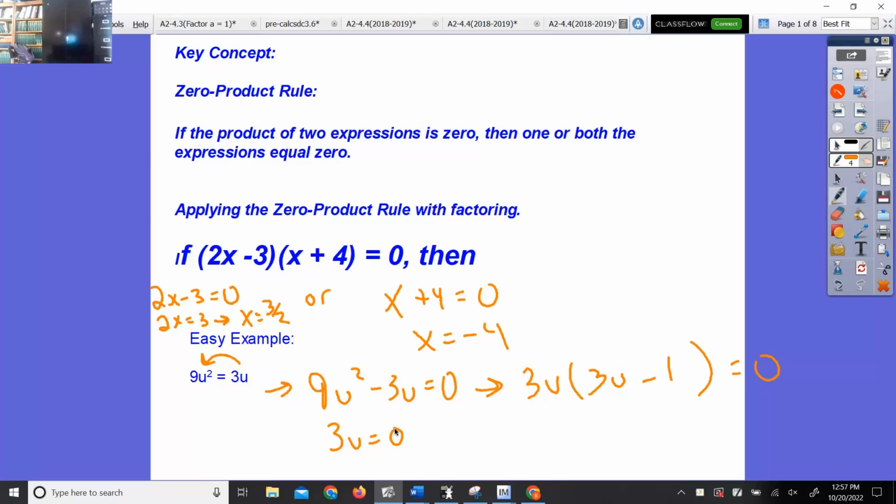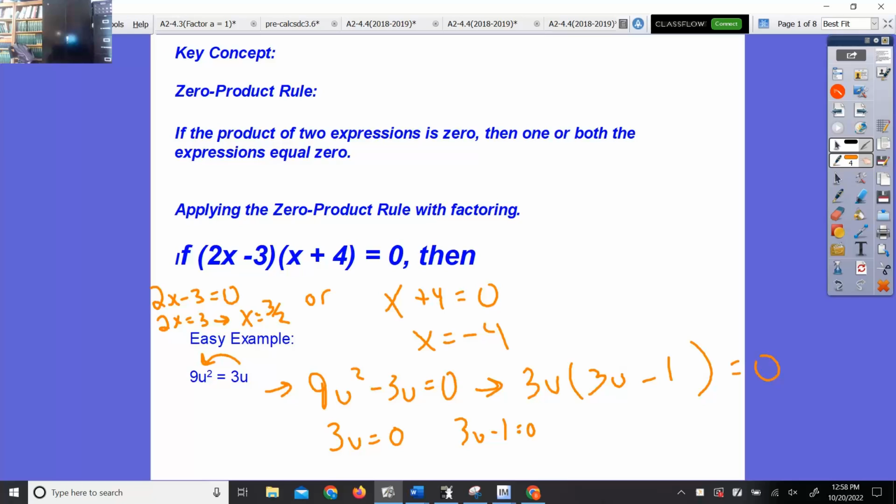Remember? What's my other factor? 3u minus 1. And it has to equal 0. Every person I've called on has missed this one today. 3u is 0. Oh, you've never called on anybody. You suck. No way anybody here. Oh, yeah. I've heard negative 3, I've heard 3, I've heard 1.